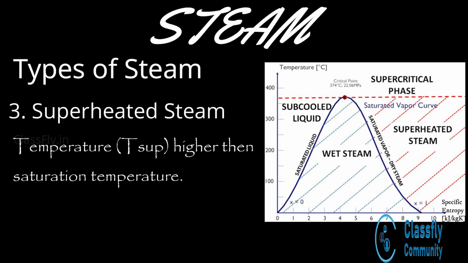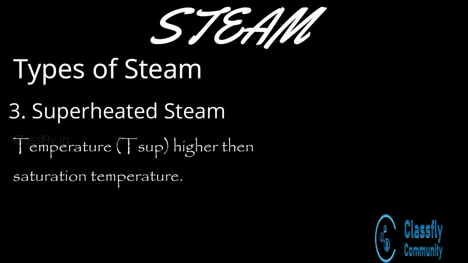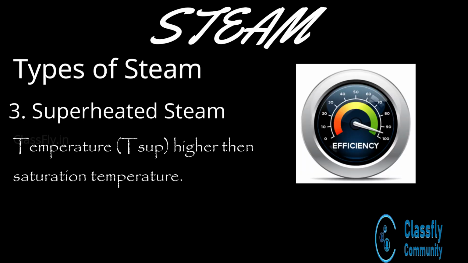Next, superheated steam. It is a steam which is heated to a temperature which is much higher than its saturation temperature. The temperature at which superheated steam starts to form is known as superheated temperature. The advantage of superheated steam is that it will contain a large amount of heat energy and hence the capacity to do work, and its thermal efficiency will be very high.